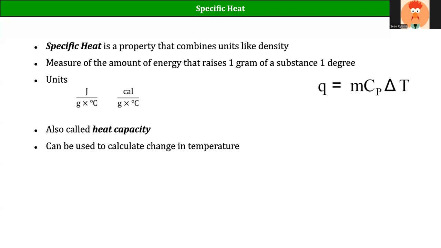Then last is delta T. What is delta T? Change in temperature. Delta always means change in, in sciences. This is capital delta, just looks like a triangle. So basically, this is a way to look at how much the temperature changes and use that to figure out how much energy went into the system or how much energy left the system.